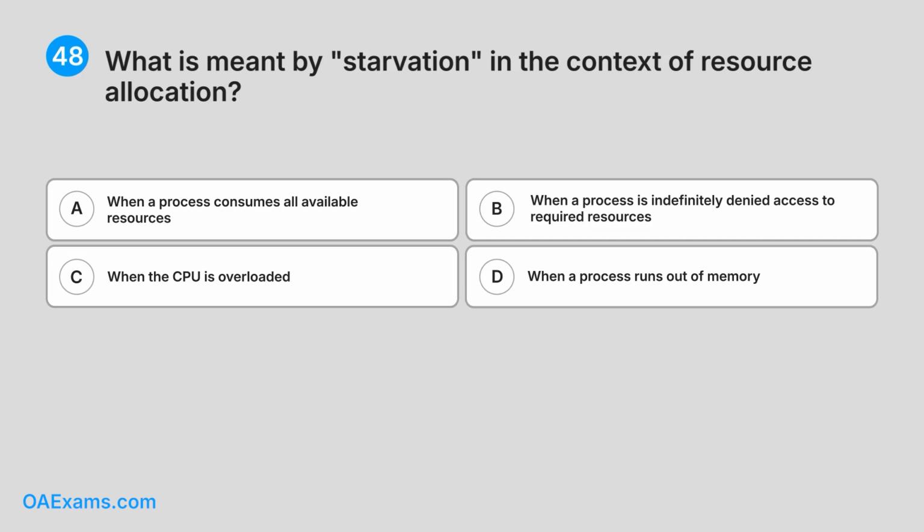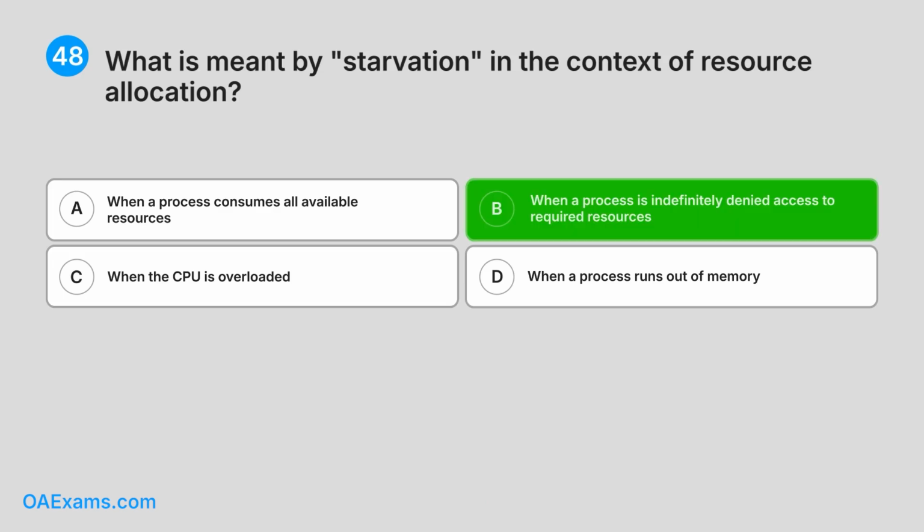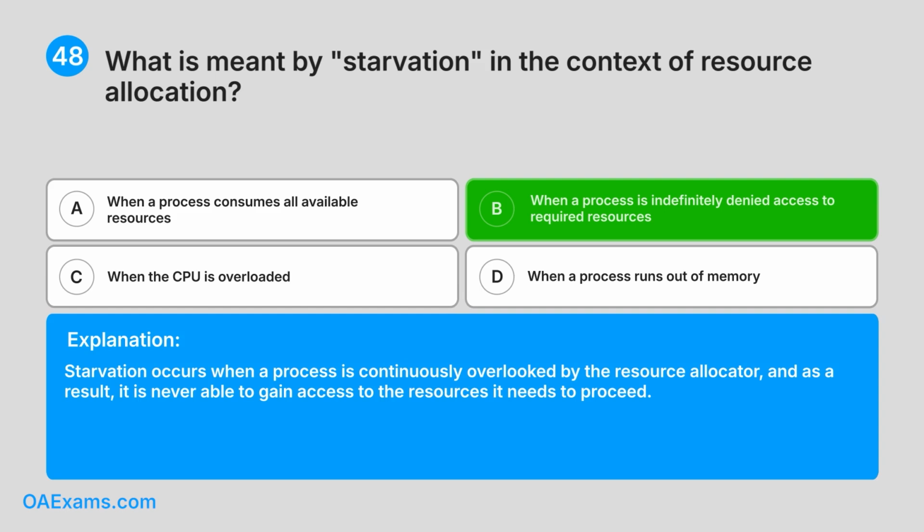Correct answer, B. When a process is indefinitely denied access to required resources. Explanation. Starvation occurs when a process is continuously overlooked by the resource allocator, and as a result, it is never able to gain access to the resources it needs to proceed.